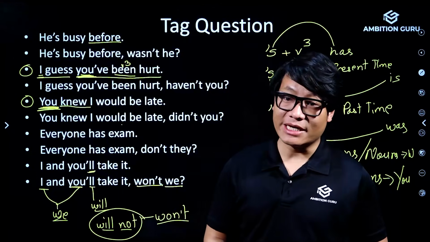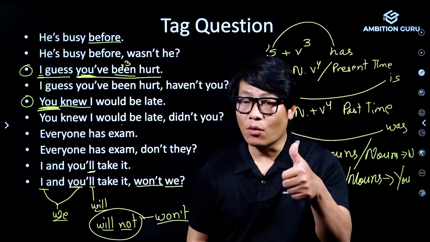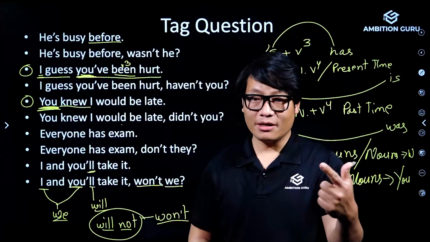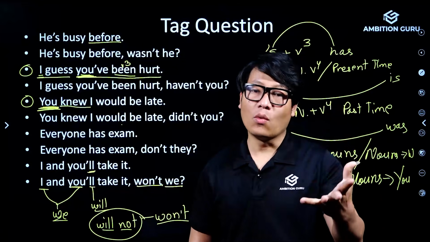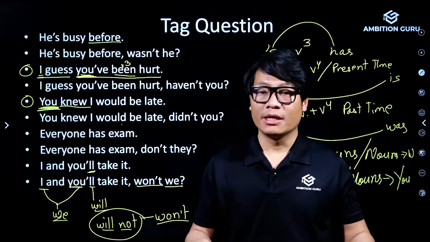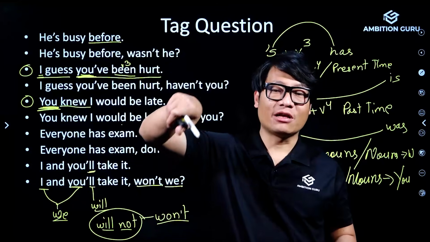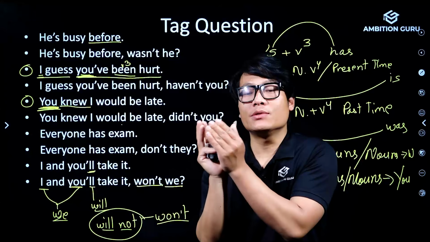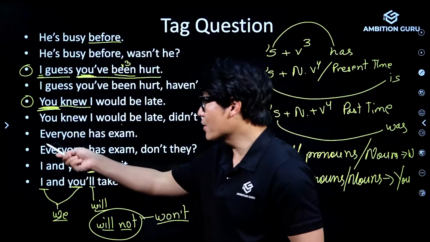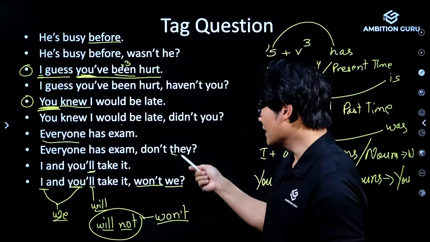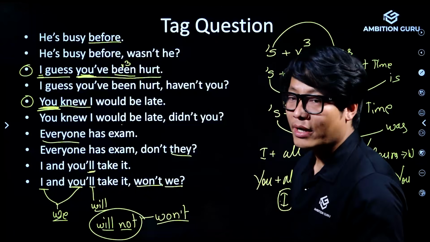Oh, I forgot to tell you. Let me tell you. Everyone, everybody, somebody, someone, no one, and nobody. So these are the vague subjects, so we need to change them into "they". That's why everyone should be changed into the "they" pronoun. Okay.